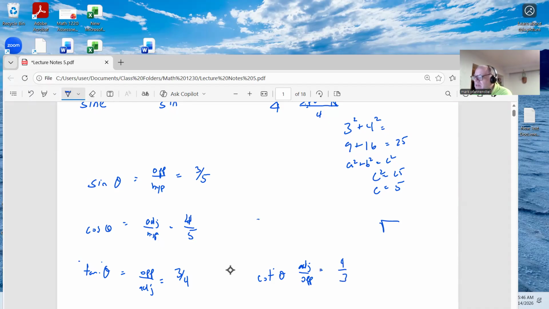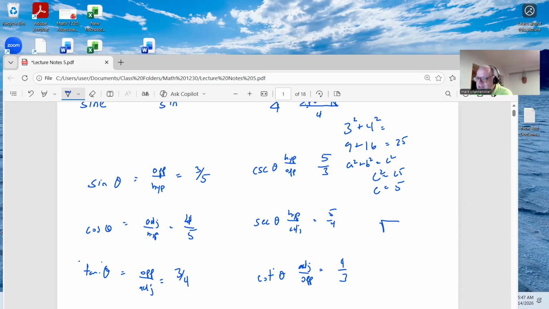Secant is another ratio that we use. This is the hypotenuse over the adjacent, or the reciprocal of cosine. This is equal to 5 over 4. And then we have the cosecant, which we abbreviate in this country as CSC. In other countries, it's different. It's the hypotenuse over the opposite, the reciprocal of the sine. It's going to be 5 over 3.